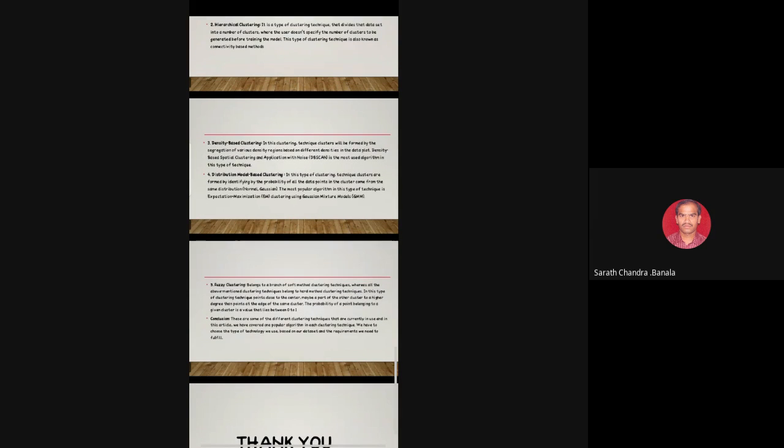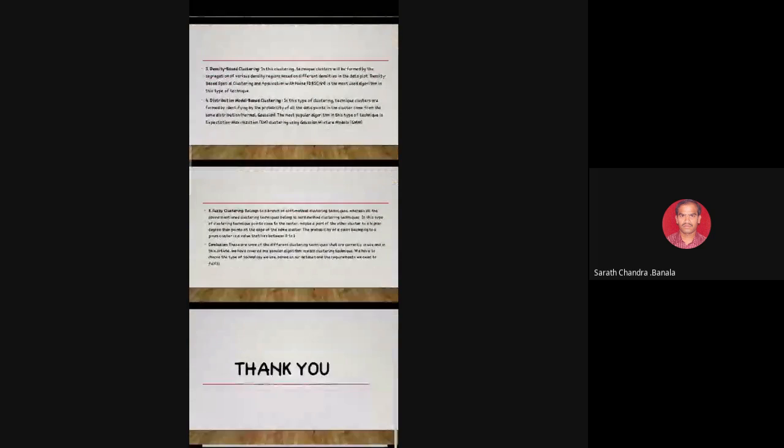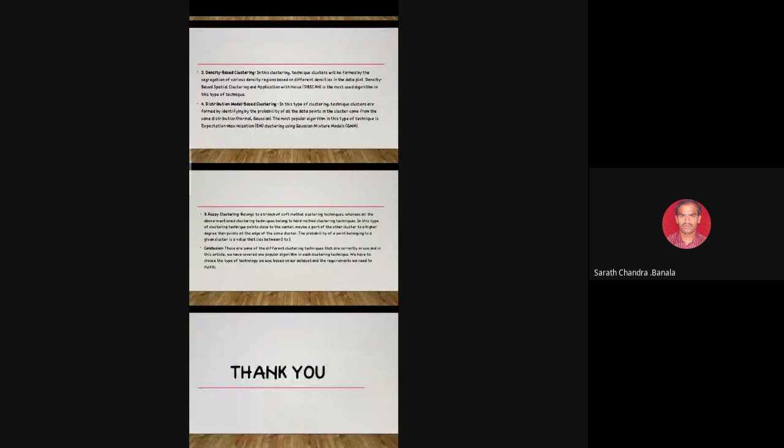Fuzzy clustering belongs to a branch of soft methods. We have seen all the above four methods. The four types of clusters are hard method clusters. In this fuzzy clustering, degree of membership matters, then points at the edge of the cluster. The probability of a point belonging to a given cluster is a value that lies between 0 and 1.